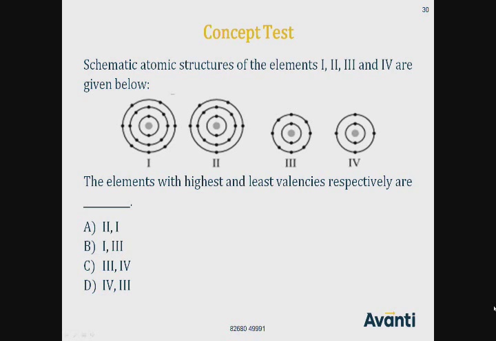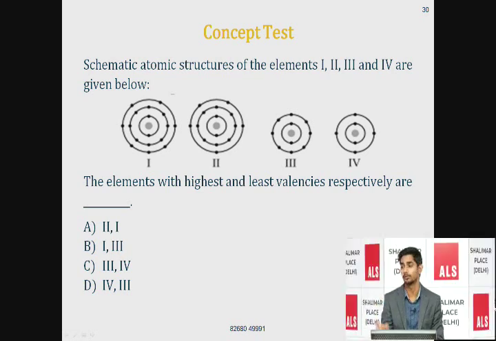Systematic atomic structures of elements 1, 2, 3, 4 are this. The element with the highest and the least valencies. Yeah, the question is correct. Valency means the electrons present in the outermost shell, or the electrons which can form bonds, which are actually those present in the outermost shell. The electrons present in the outermost shell are also responsible for the development of the charge. So these are all correlated statements.